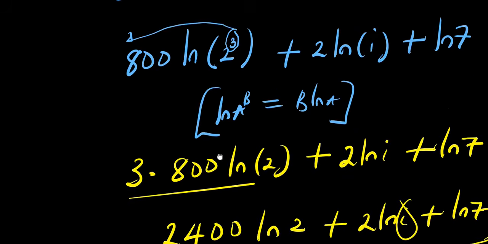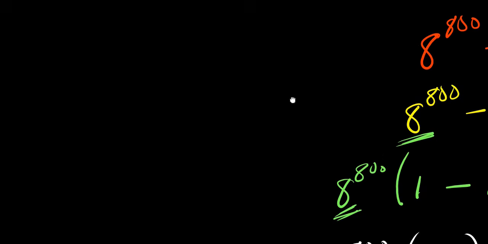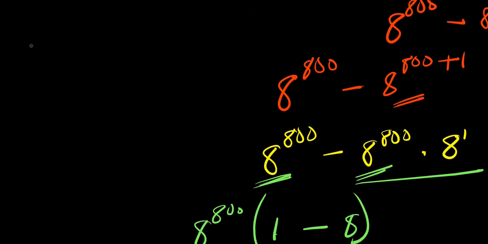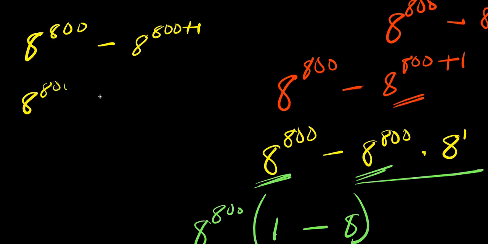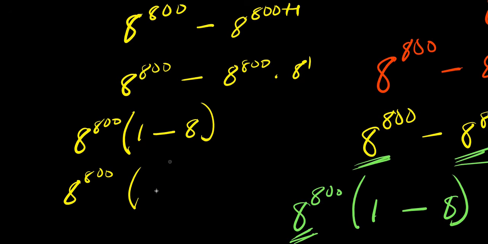So let's also solve this using the direct approach. I have 8 power 800 minus 8 power 800 plus 1. That is the same thing as 801, right? So you can easily have 8 power 800 minus 8 power 800 times 8 power 1. Factoring out 8 power 800, you have 8 power 800 times 1 minus 8. So this will give you 8 power 800 times 1 minus 8, that is negative 7.